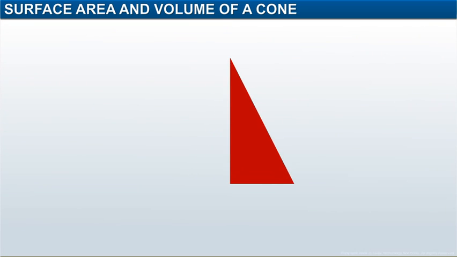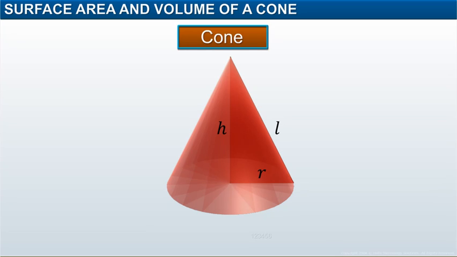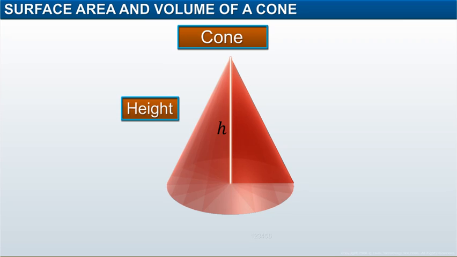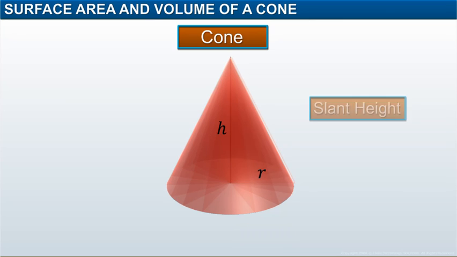A right-angled triangle is taken. If the triangle is quickly rotated along one of its perpendicular sides, a cone is formed. The side along which the triangle is rotated becomes the height h of the cone. The other perpendicular side becomes the base radius r of the cone. A cone has a slant height L. It is actually the hypotenuse of the right triangle.